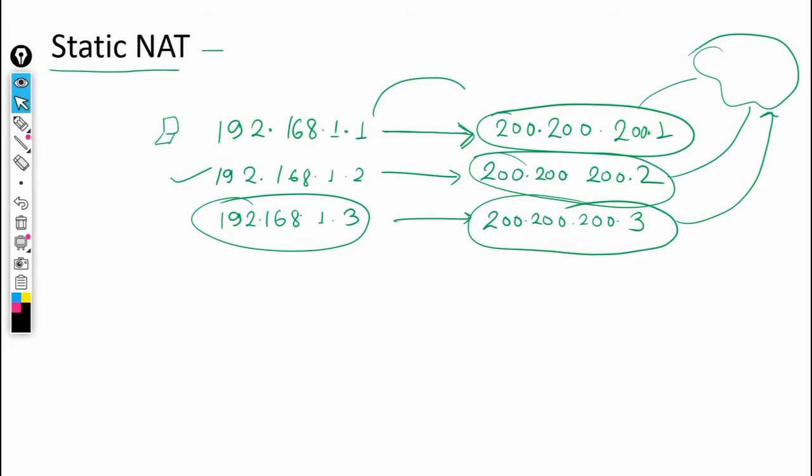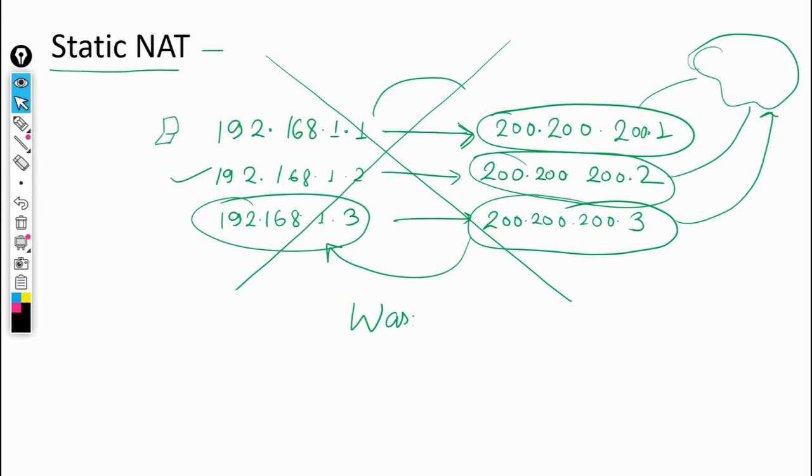Then why are we using NAT, rather than just directly using this IP address on this computer and using the internet, right? So obviously static NAT is never used, and it is a total waste of IP addresses, but still we have to know it. So I have just told you, but we never use it.